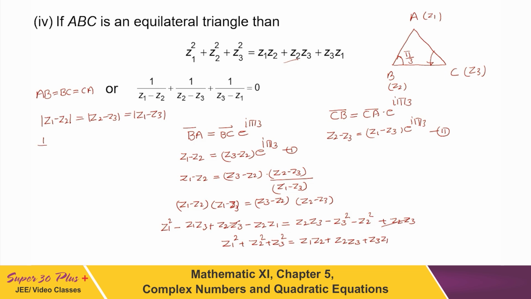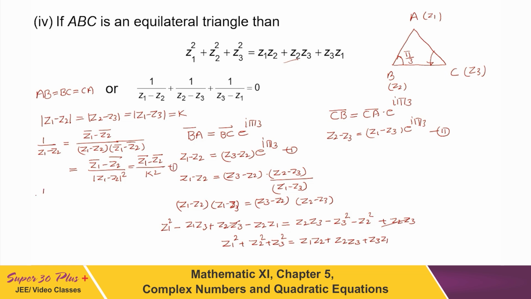We are going to find 1 upon Z1 minus Z2. It is equal to Z1 bar minus Z2 bar whole upon Z1 minus Z2 into Z1 bar minus Z2 bar. Now we are going to apply the formula of Z1 minus Z2 into Z1 bar minus Z2 bar. Then we can find it. It is equal to Z1 bar minus Z2 bar whole upon mod Z1 minus Z2 whole square, and let it be K. That's why we can write it is Z1 bar minus Z2 bar upon K square. This is equation number first.